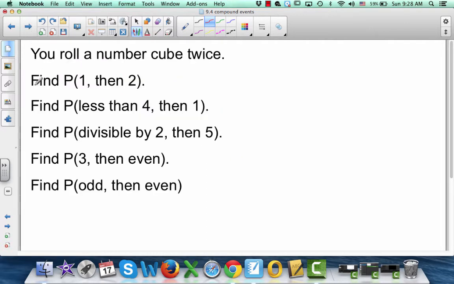You roll a number cube twice. Remember, a number cube has 1, 2, 3, 4, 5, and 6. And then you're going to do it twice. So find the probability of 1, then 2. Well, the probability of a 1 on the first time is 1 out of 6. The second time it doesn't change because those numbers are still there on the number cube. So the second time it will be 1 out of 6 for a 2. That gives you 1 out of 36.